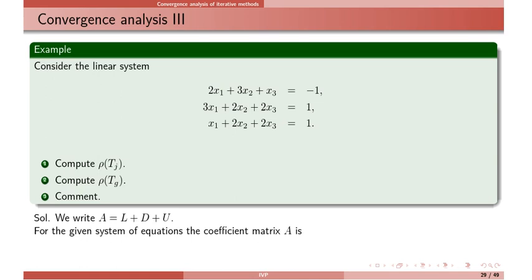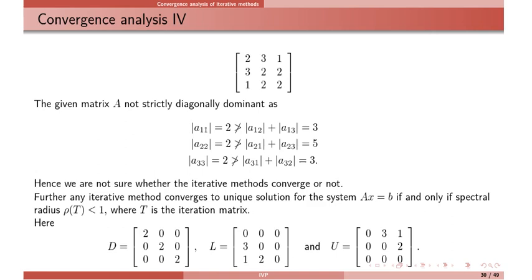And this is the question. Consider the 3 by 3 system. The question is to compute the spectral radius of Tj for Jacobi, the spectral radius of Tg for Gauss-Seidel, and comment. So first write the coefficient matrix A. So what is A? 2, 3, 1. This is the coefficient matrix A.